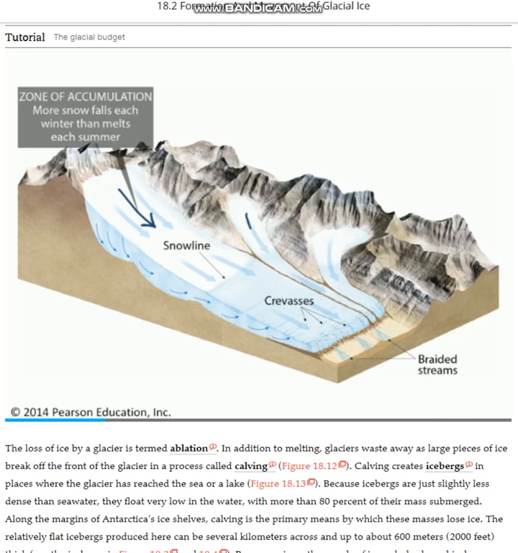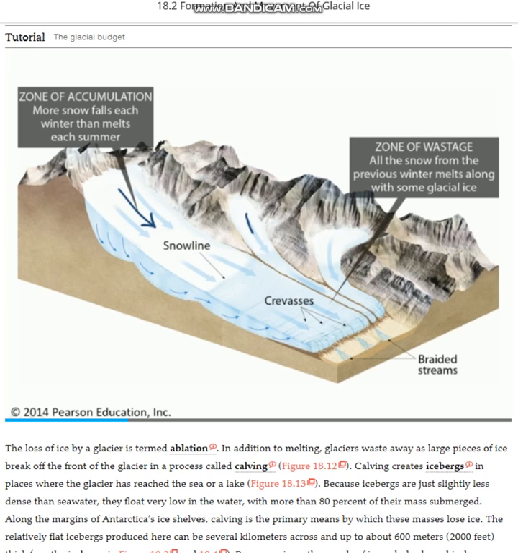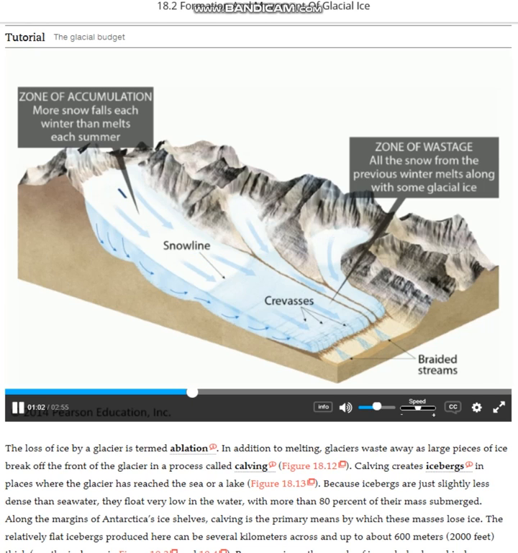Uphill is the zone of accumulation, where more snow falls each winter than melts off each summer. At the bottom end of the glacier is the zone of wastage, where all the snow from the previous winter melts, as well as some of the glacial ice itself. So whether the zone of accumulation ends up gaining more snow each winter or whether the zone of wastage ends up melting more glacial ice each summer ends up determining whether or not the glacier ends up growing or melting back.